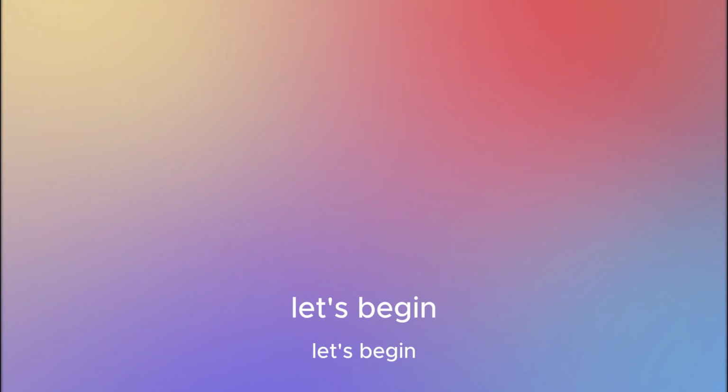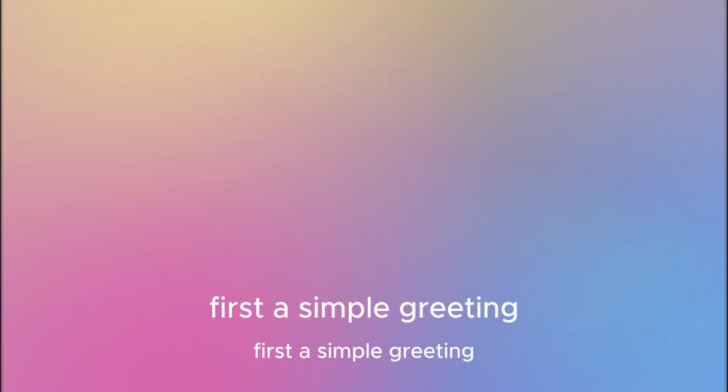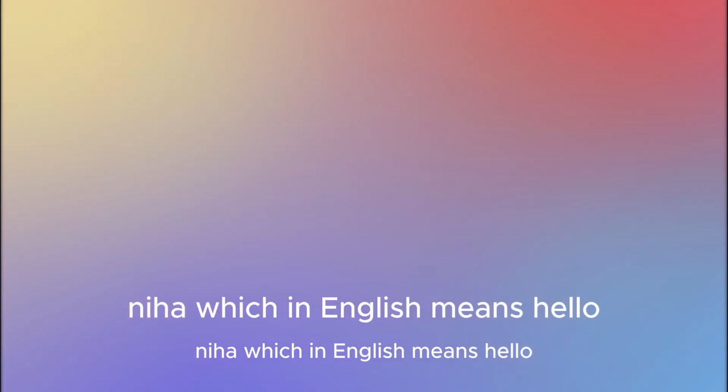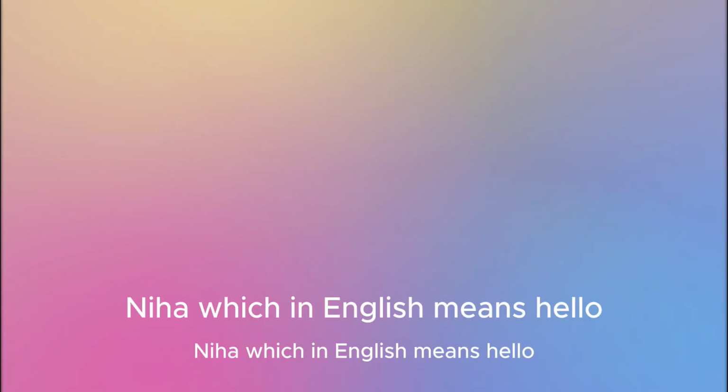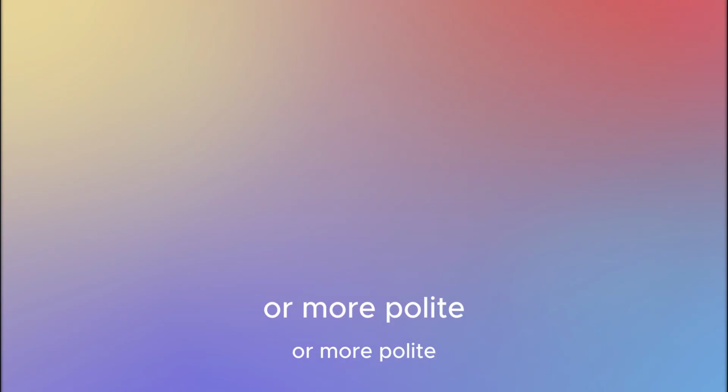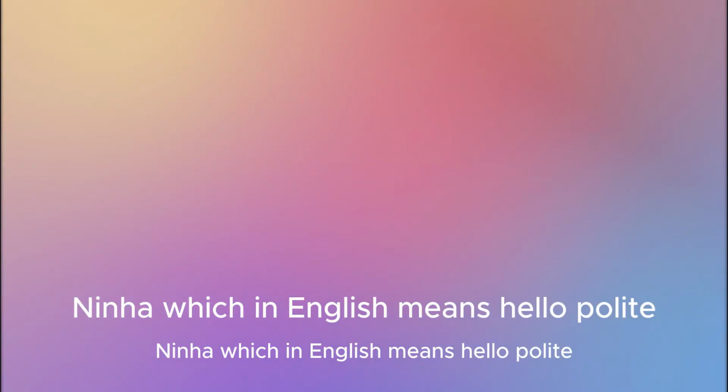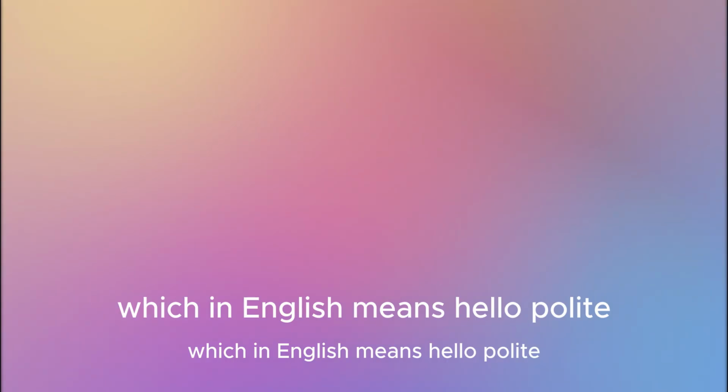Round 2. Let's begin. First, a simple greeting. 你好, which in English means hello. Repeat. 你好, which in English means hello. Or, more polite, 您好, which in English means hello, polite. Repeat. 您好, which in English means hello, polite.